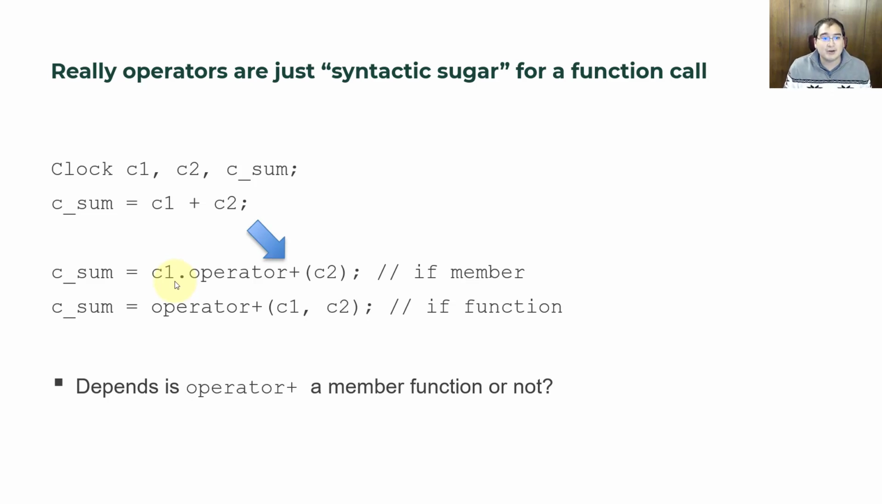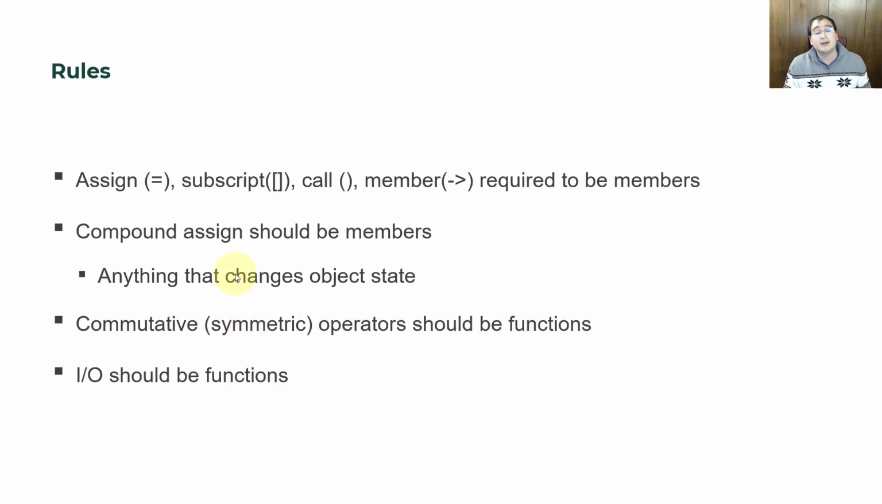Okay, so given this information, you actually know enough to figure out how to implement these operators, because you know how to add a member function. This is just a member function of a particular name. You know how to write a friend function. This is just a friend function of a particular name. So what did this look like?